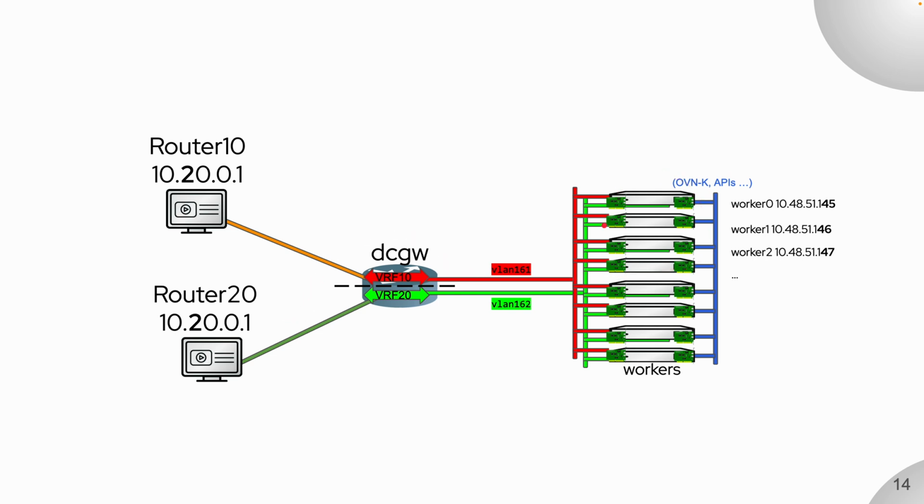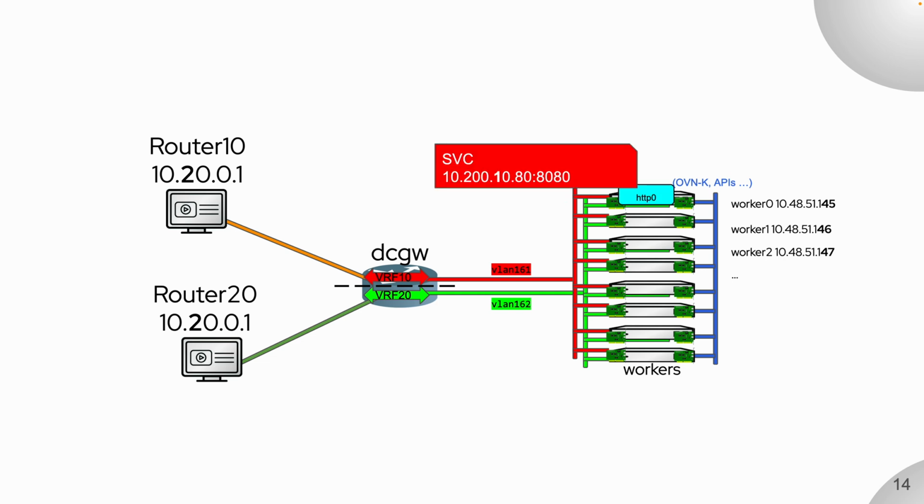And on my OVN cluster, all of the worker nodes have a default VRF, which is connected to VLAN 161, and there is a VRF 20 that is connected to VLAN 162. So basically, the VRF 10 is connected to the default VRF of this OpenShift cluster. And why that? Because I don't have a clash between this cluster network CIDR routes and the VLAN 10 CIDR routes. If I had a clash, I would have created another VRF, but for this demonstration, it's not necessary.